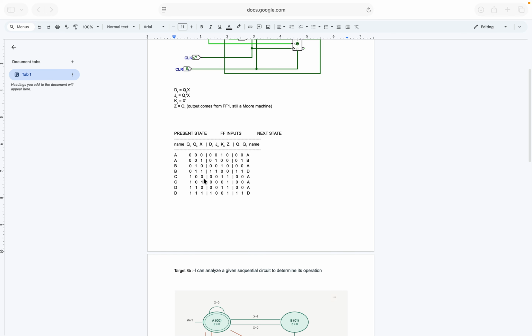When x is 0, the next state becomes A. When x is 1, the next state is D. The last state is D, which is 11. If x equals 0, the next state goes to A. If x equals 1, it stays in D.